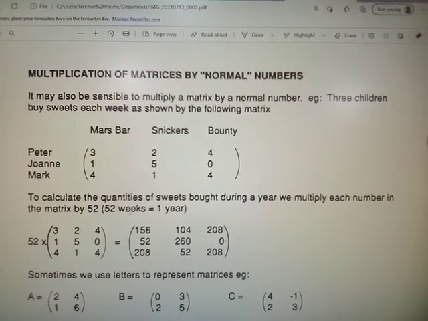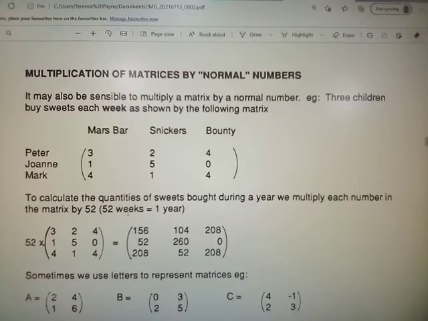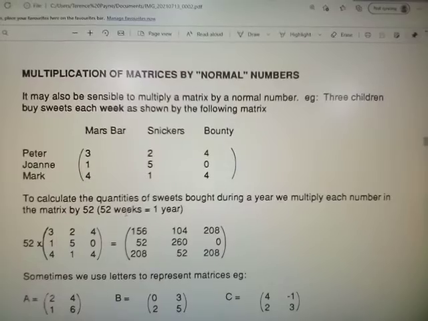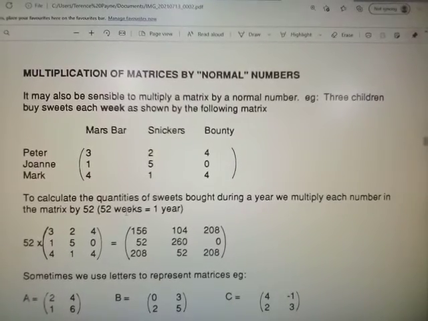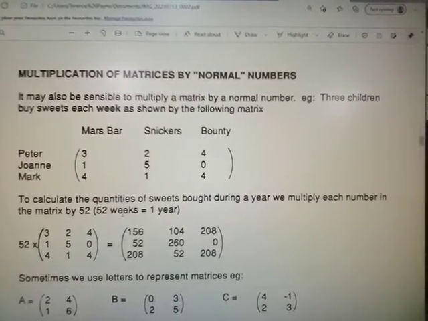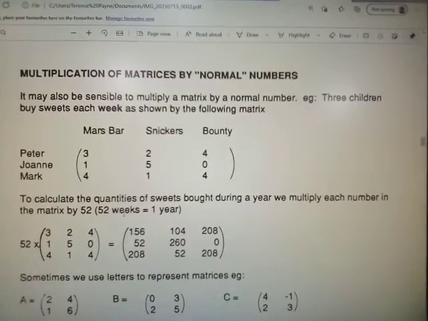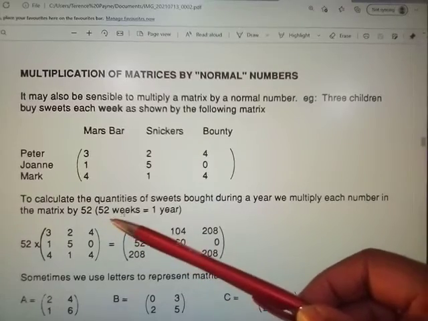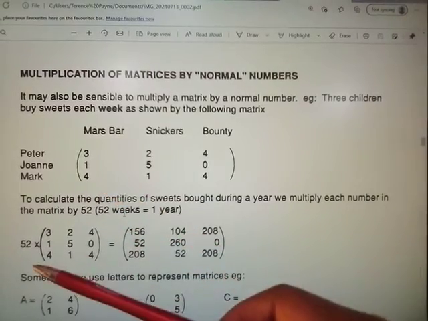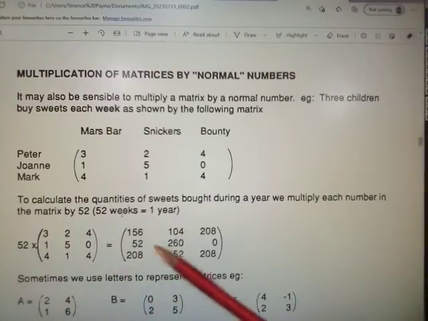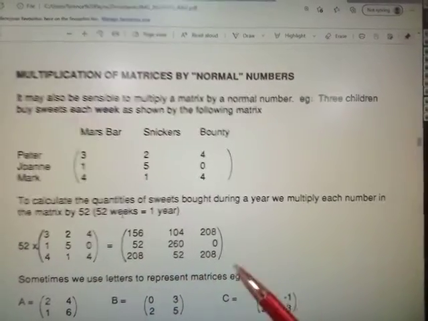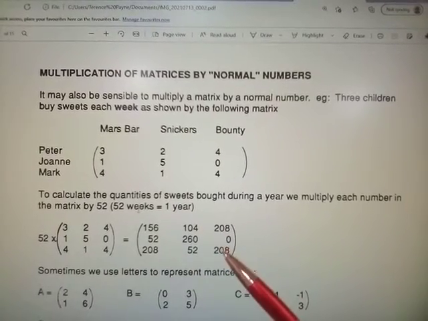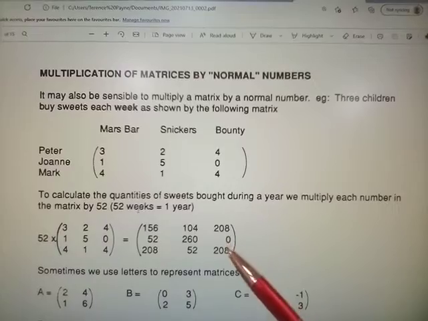To calculate the quantities of sweets bought during a year, we multiply each number in the matrix by 52. So multiply all this by 52, this is what you will get. Now you need to do this for yourself because there are sometimes errors in these calculations and you need to identify those errors for yourself and rectify them.